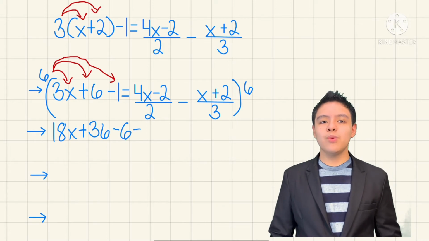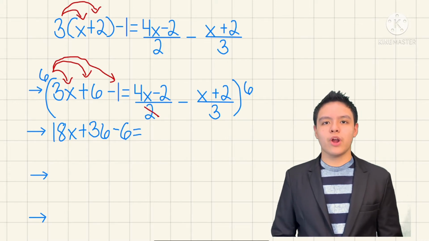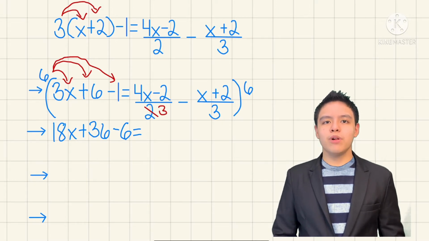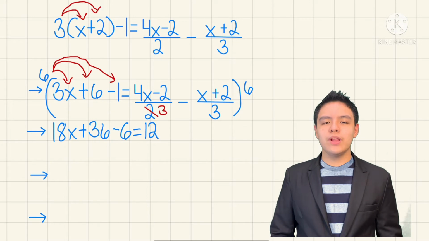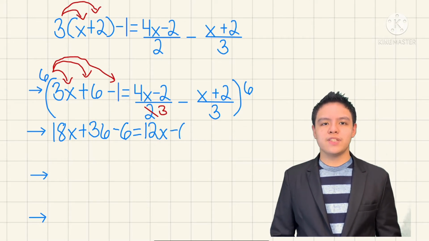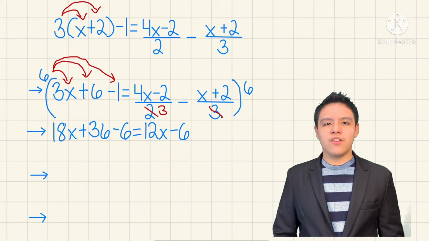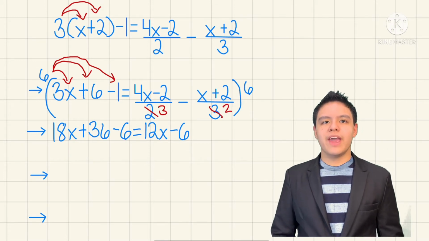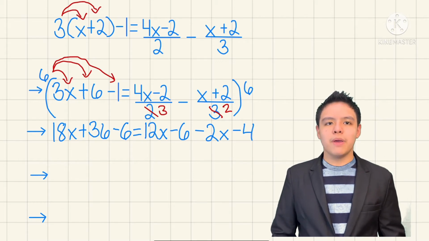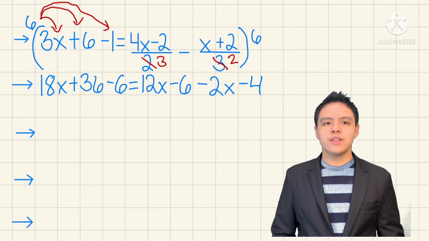For this, you will divide 6 by the denominator, which is 2. So, you will get 3. Then, multiply 3 to 4x. You will get 12x. And 3 times negative 2 is negative 6. Divide 6 by 3 and we will get 2. And then, multiply 2 and x, you will get 2x. Then multiply 2 and 2, you will get 4. If you notice, the 2x and 4 is negative because of the negative sign that covers the whole fraction.